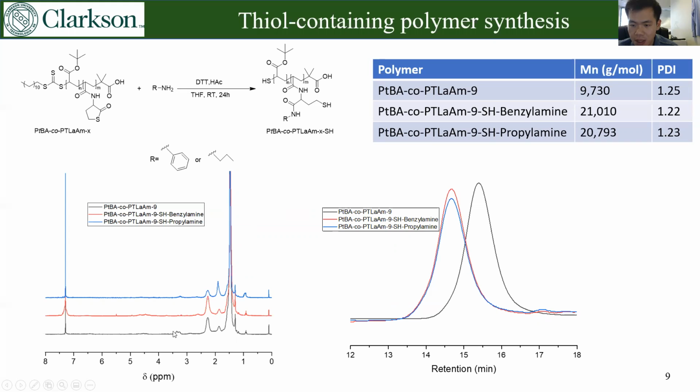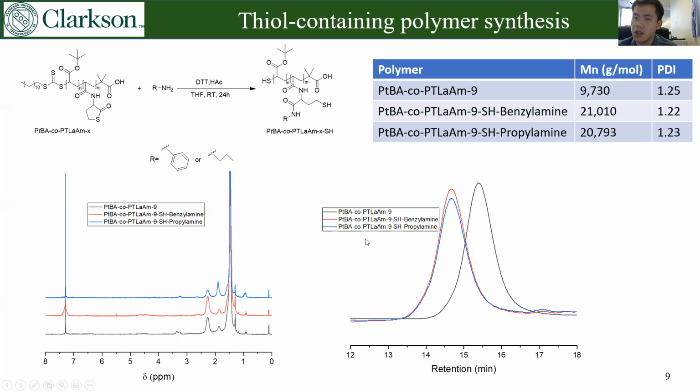All right, so from the NMR, we can see a very good modification. The peak around 3.2-ish from the thiolactone copolymers has completely disappeared. This peak represents the thiolactone ring proton. And from the benzylamine modification, you can see the benzyl peak. And from the propylamine modification, you can see this propyl group's peak show up. So it proves a very good modification to get the polythiol.